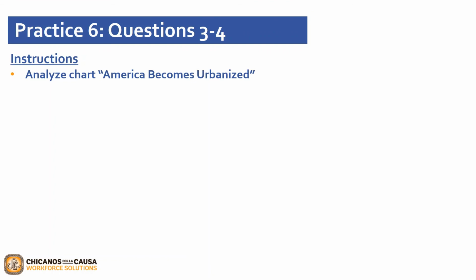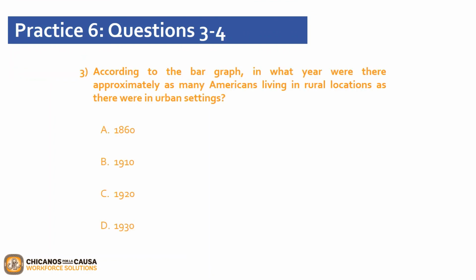All right, my friends, we're almost done with our first chapter. Let's be the little train that could and finish strong, right? So question 3 asks, according to the bar graph, in what year were there approximately as many Americans living in rural locations as there were in urban settings? Our options are A, 1860, B, 1910, C, 1920, or D, 1930.